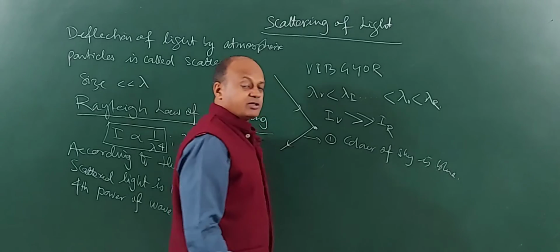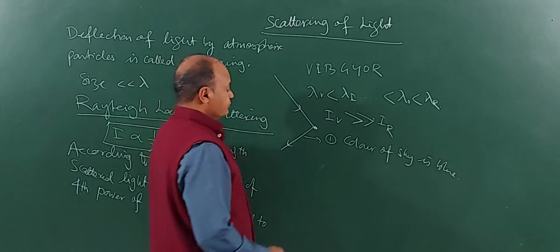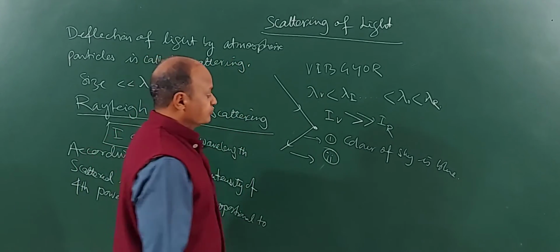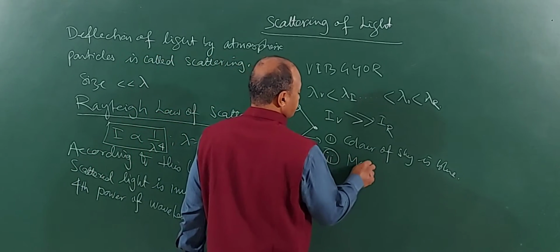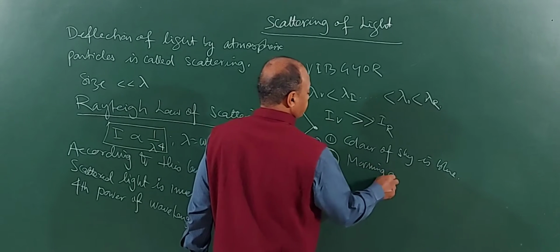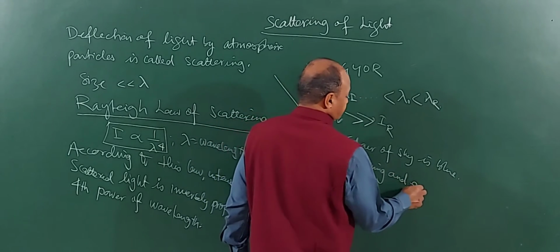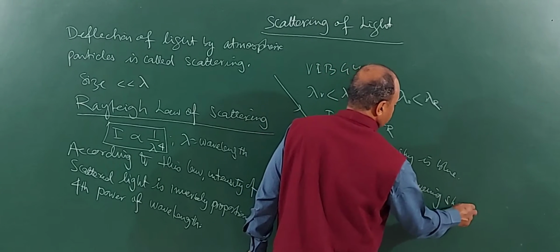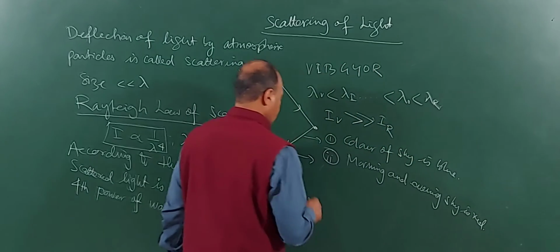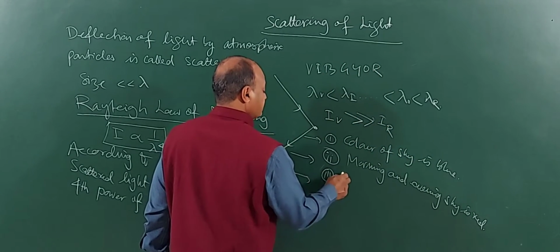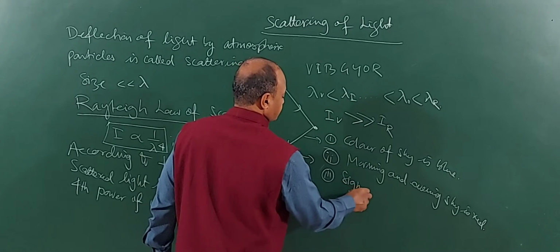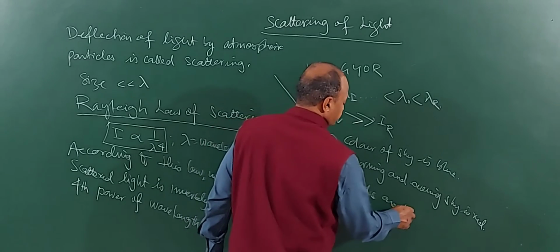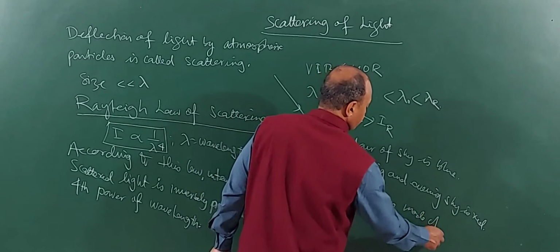Color of the sky in the day is what? Blue. Then the second one is morning and evening sky is red. Then signals are made of red color.